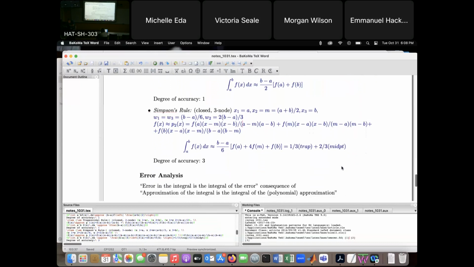Now, how accurate are they? I said earlier that the approximation of the integral is the integral of the approximation, which in this case is a polynomial of some degree. So from that, we can conclude that the error in the integral is the integral of the error. In other words, to get the error in any of these quadrature rules, since in all cases we're approximating the integrand by a polynomial, we just have to integrate the polynomial interpolation error.